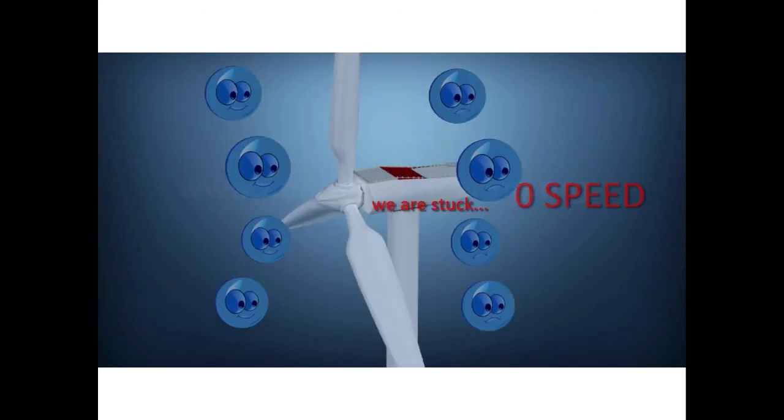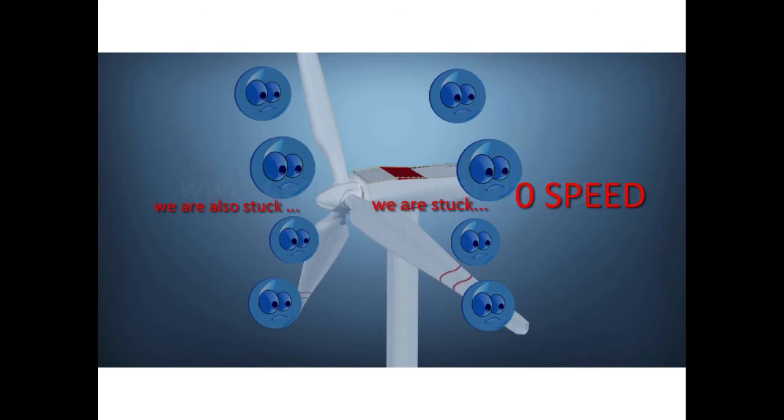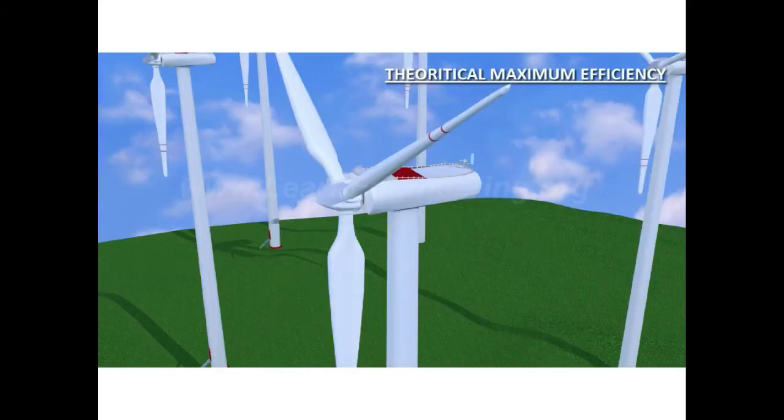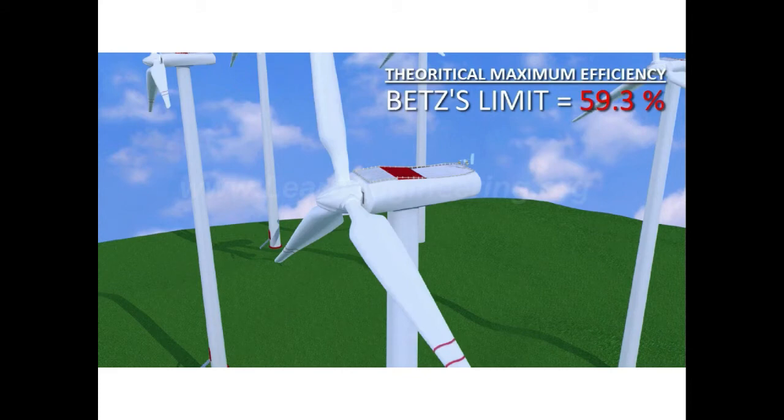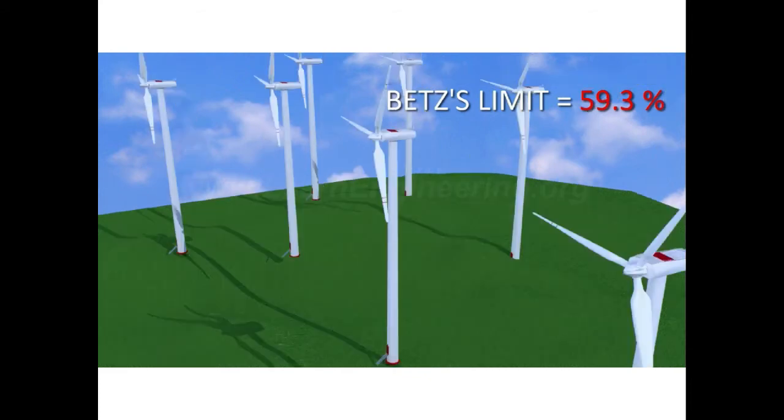Zero downstream speed simply means that the whole flow is stuck. This physical reality of the flow demands a certain amount of exit wind speed. That means that there is a theoretical maximum efficiency a wind turbine can achieve. This limit is known as Betz's limit. Essentially, it means that no wind turbine in the world can ever cross the efficiency limit of 59.3%.